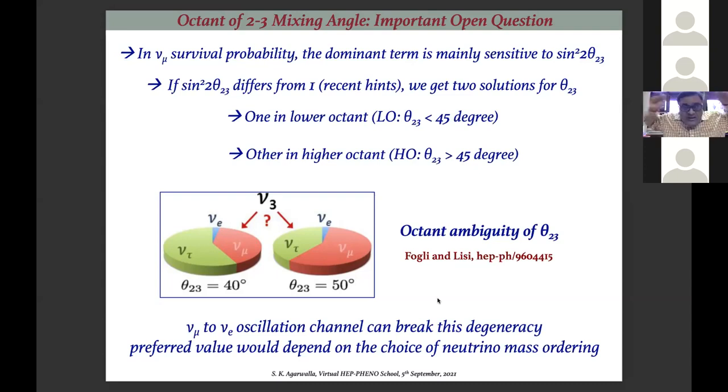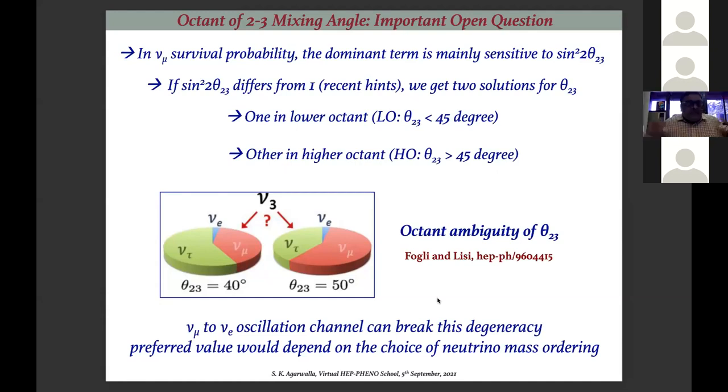Now, if you write down that oscillation probability, the main term in that expression is proportional to sine square 2 theta 2-3. The hint that we are getting from the Super Kamiokande atmospheric data is that this quantity is around 1. Now, if sine square 2 theta 2-3 is 1, then you can immediately see we get two solutions for sine square theta 2-3, not 2 theta 2-3, right? So your theta 2-3 can be below 45 degree or it can be above 45 degree, if this sine square 2 theta 2-3 is not exactly 1. If this sine square 2 theta 2-3 is exactly 1, then the game is over.